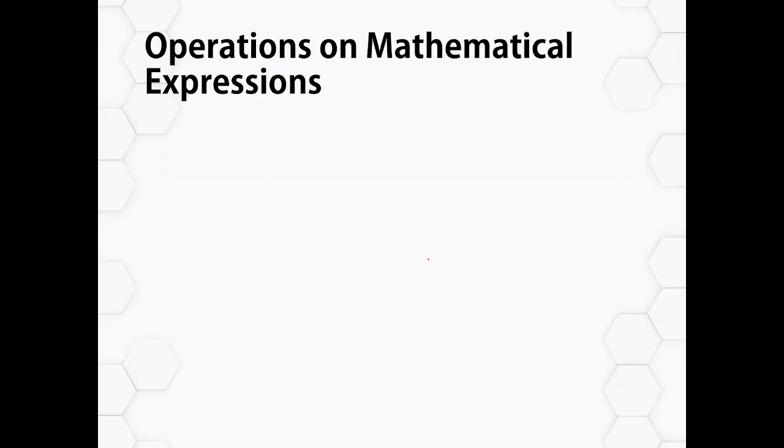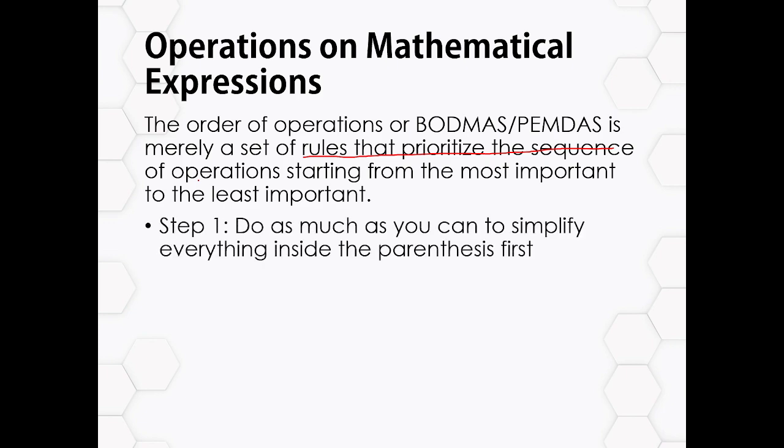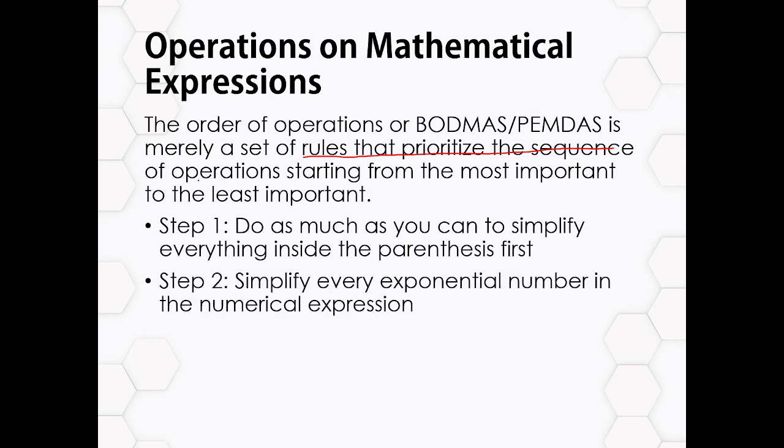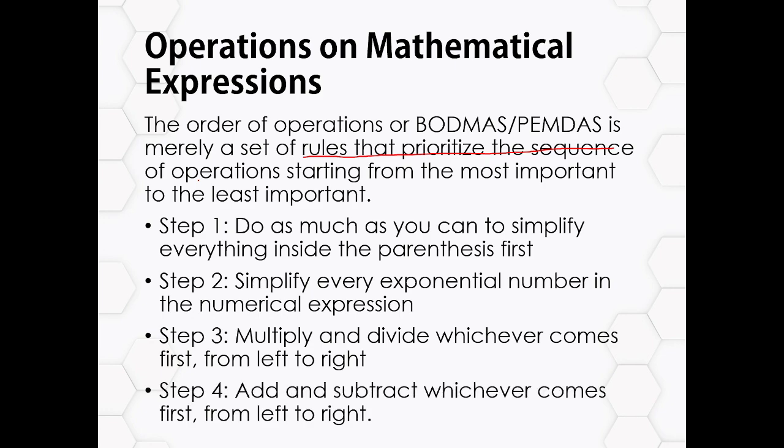Now, let's try to solve some expressions later on. The order of operation or BODMAS is merely a set of rules that prioritize the sequence of operations, starting from the most important to the least important. Step 1. Do as much as you can to simplify everything inside the parentheses first. Step 2. Simplify every exponential number in the numerical expression. Step 3. Multiply and divide, whichever comes first from left to right. And step 4, add or subtract, whichever comes first from left to right.